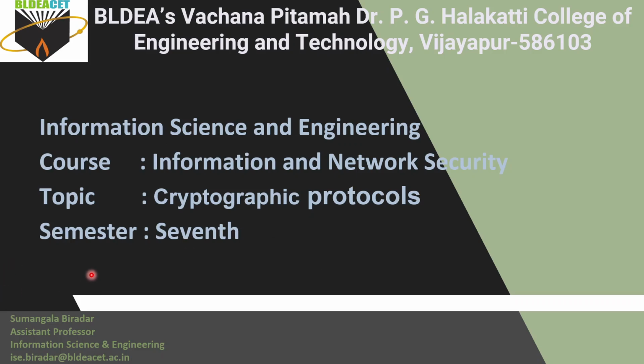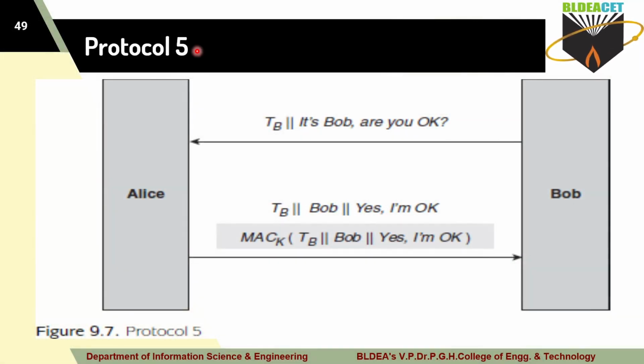Welcome back. In the previous video we discussed the candidate protocols, four different types of candidate protocols, and in this video we will continue with the candidate protocols, that is protocol 5. In protocol 5, instead of using nonces, here you are using the timestamp, and this timestamp is denoted as TB.